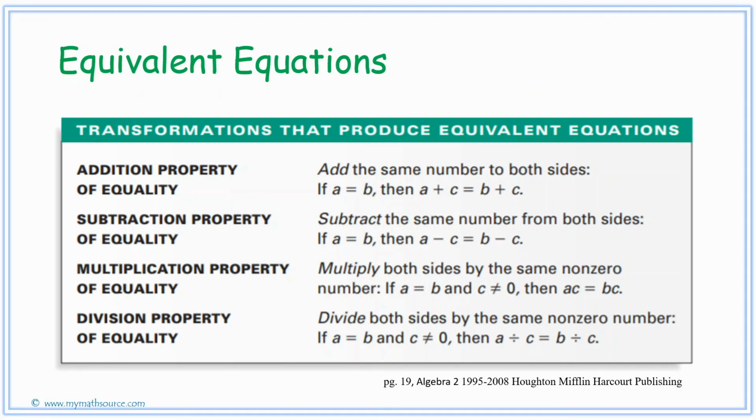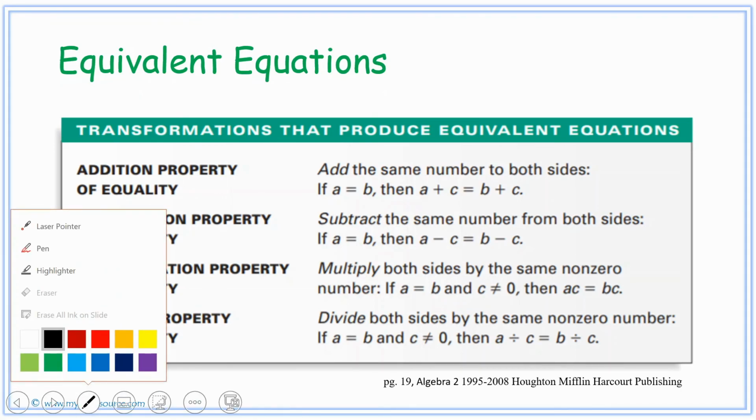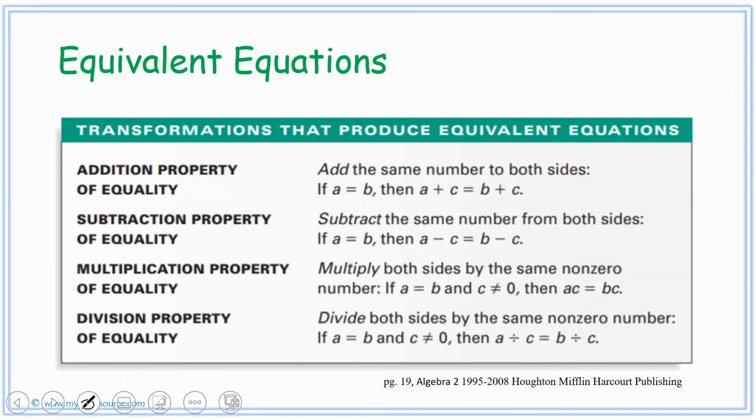Because of the addition property of equality, we can actually use this to solve equations. So I'm just going to turn on the pen. The addition property of equality says if I have two expressions, such as a equals b, and I add c on the left side to a, then I must do the same to the other side and add c over there. It's the same as subtraction.